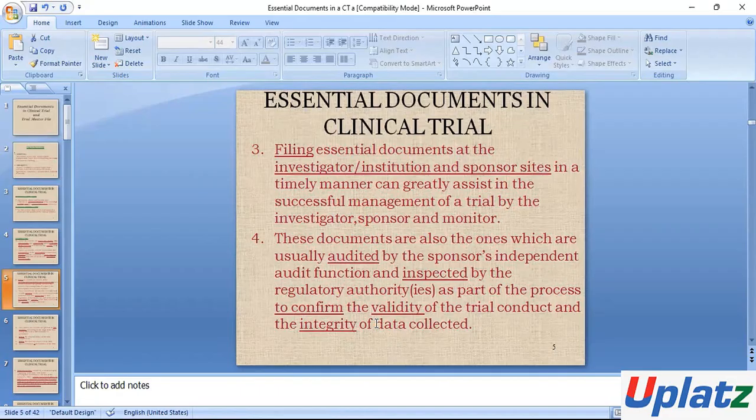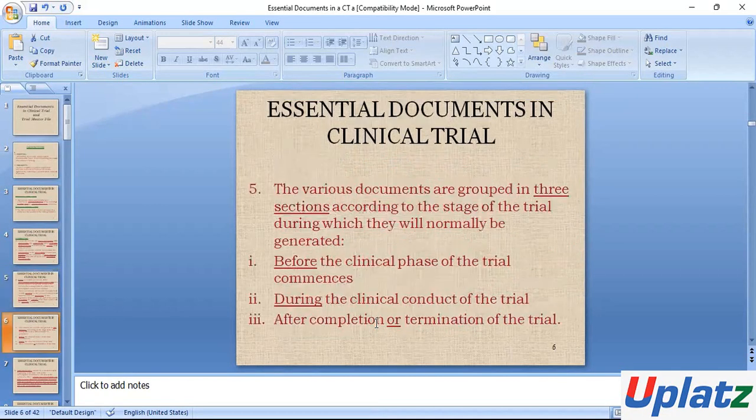Okay. And who is accountable? It is the sponsor who is accountable, or the institution or investigator who is conducting the trial. Okay. And why is it important? It is to confirm the validity of the trial. And who will confirm this validity is the auditor or inspector. Okay, let's move to next slide now.